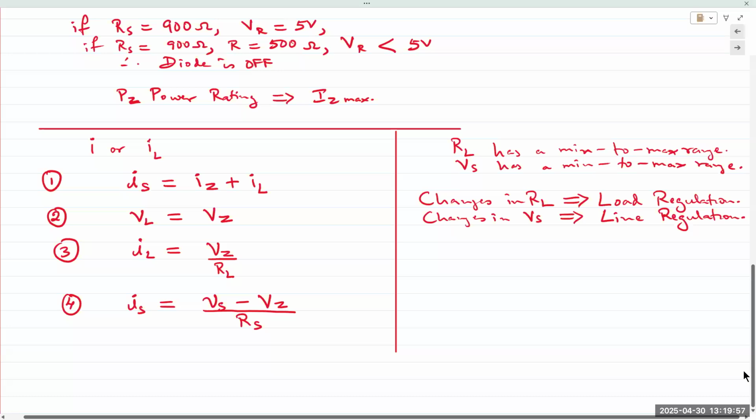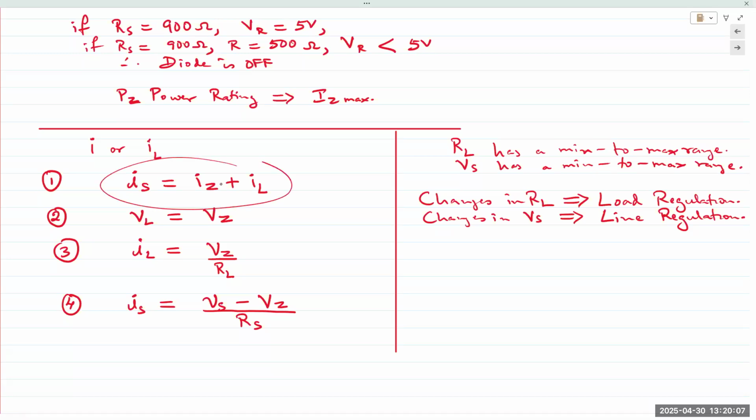And now you can see how things are affected, right? If Vin increases, then the supply current increases. If supply current increases, then IL and IZ would both increase correspondingly, right? But the first rule of a voltage regulator is the voltage must be constant. So if VZ is constant at the output, then the only thing that can change is IZ.